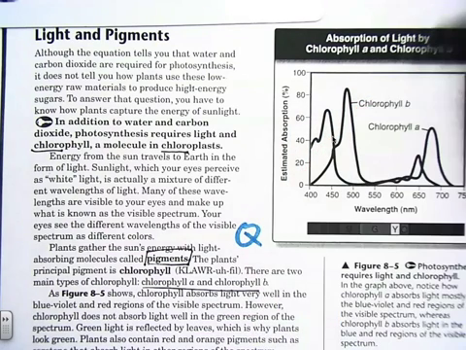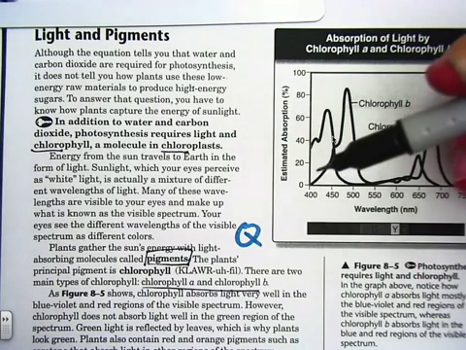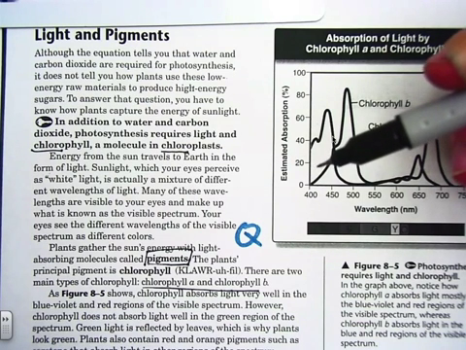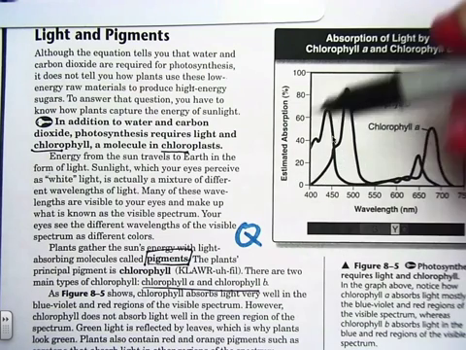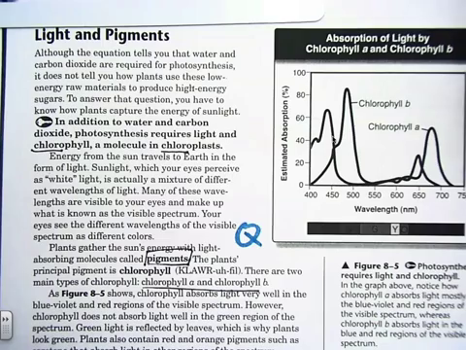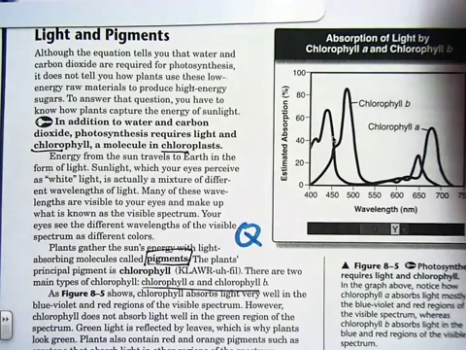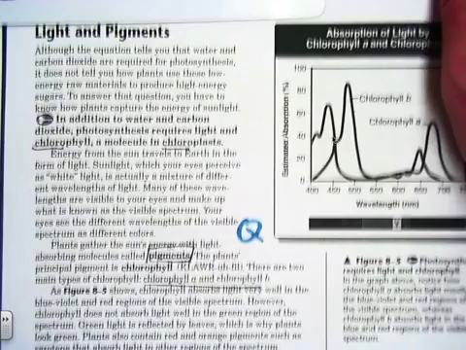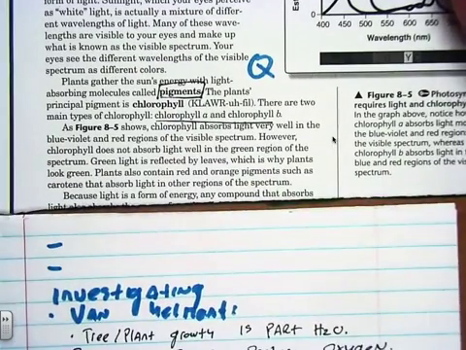Because light is a form of energy, any compound that absorbs light also absorbs the energy from that light. When chlorophyll absorbs light, much of the energy is transferred directly to electrons in the chlorophyll molecule, raising the energy levels of these electrons. These high-energy electrons make photosynthesis work. I'm sorry I didn't track the screen for us, but go ahead and read that on your own.